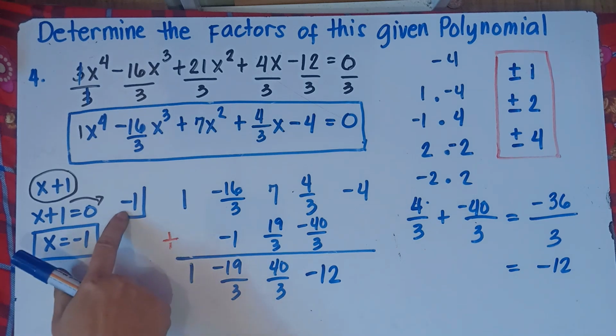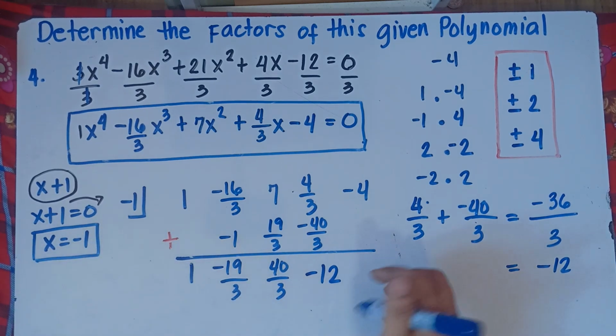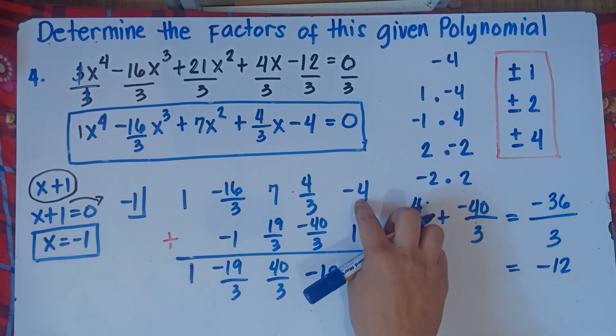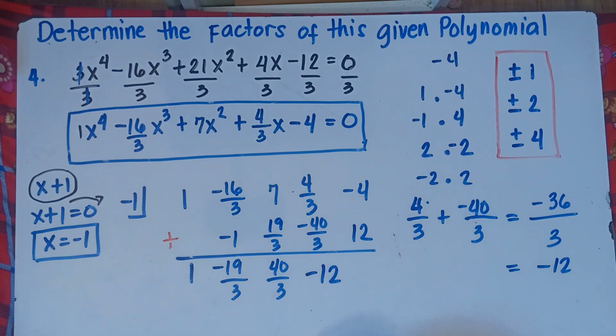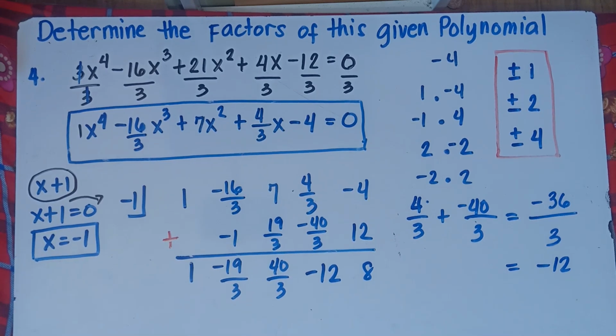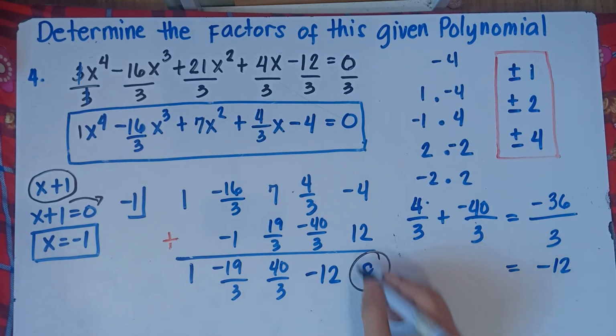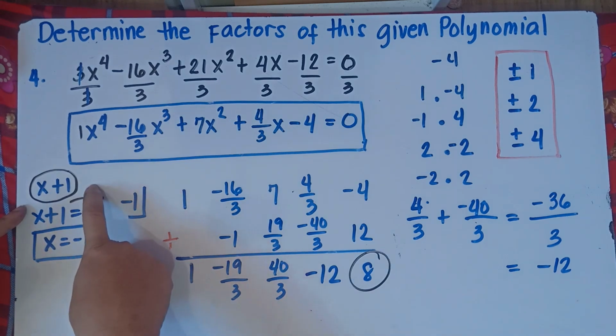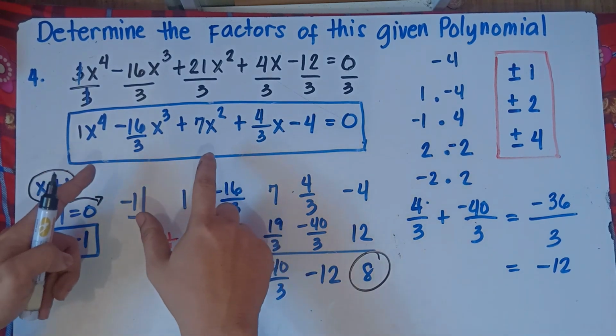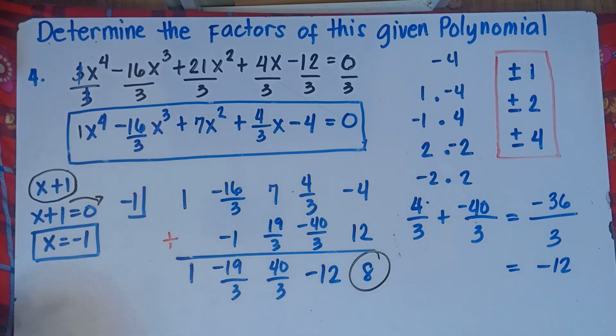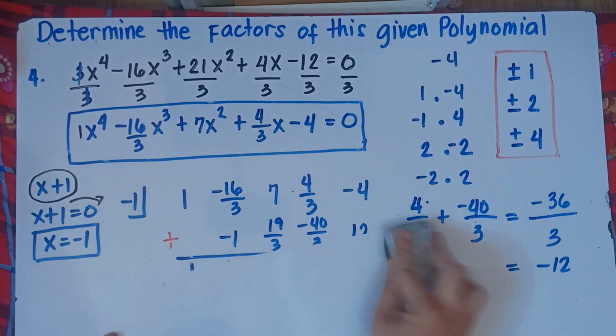Then you multiply negative 1 times negative 12, that's positive 12. Negative 4 plus 12, that is positive 8. So this is positive 8. Since our answer is positive 8, therefore we have a remainder. So this x plus 1, class, is not a factor of this given polynomial. So we will be using x minus 1, class.